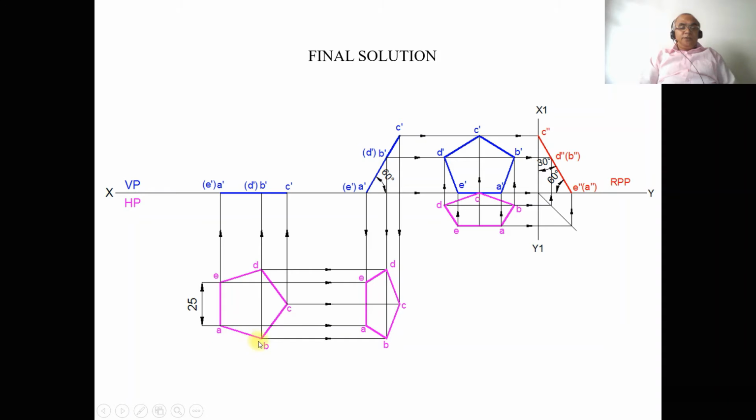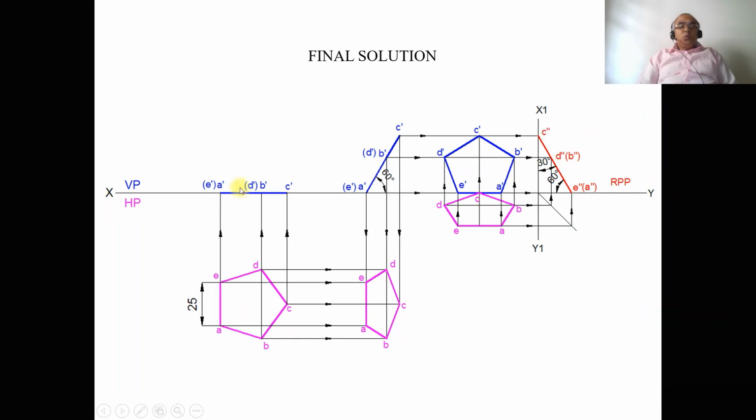As we joined A to B, similarly you join A dash to B dash, and also you have joined B and C, then you join B dash and C dash with a dotted line. But since C dash, D dash and D dash, E dash are invisible, that is not required to be shown. Once you do that, this is the front view in the first position and this is the top view in the first position.